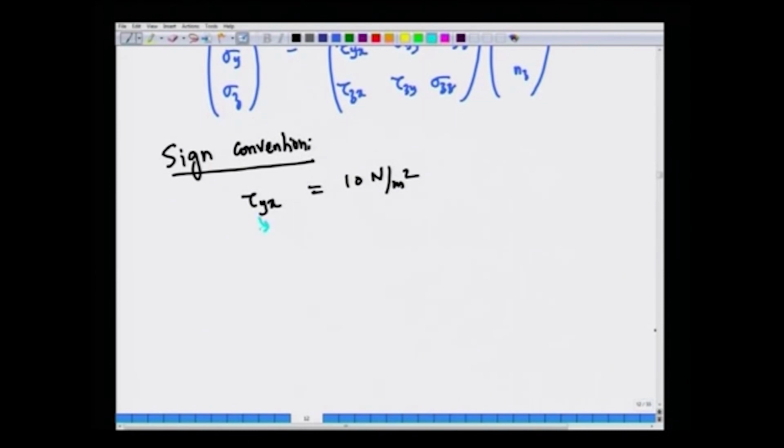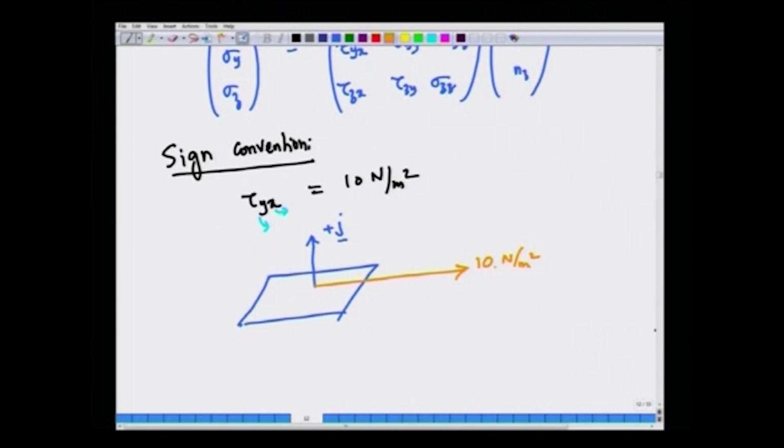Y is the direction of the unit normal. So, you are essentially thinking of a surface whose unit normal is in the plus j direction, okay, and x is the direction of the force. So, we are now saying that on a surface whose unit normal is in the plus j direction, there is a force which acts per unit area of the surface with a magnitude of 10.